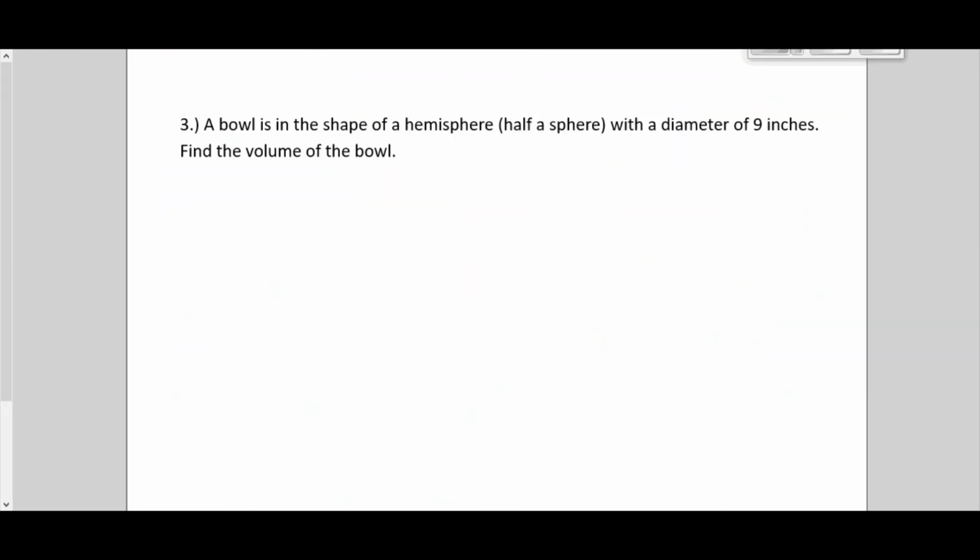The last example I have for you is a story problem. So it says a bowl is in the shape of a hemisphere. So that's a half a sphere with a diameter of 9 inches. Find the volume of the bowl. So first, let's just reread that and sort of use the information that they gave us. They tell us we have a bowl. The shape is a hemisphere. So it's a half of a sphere.